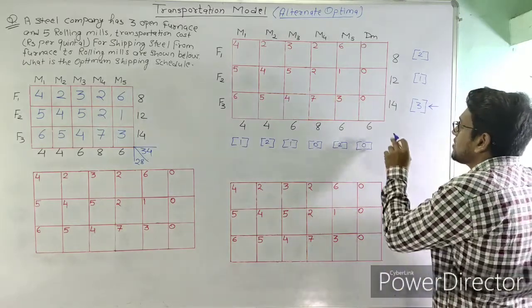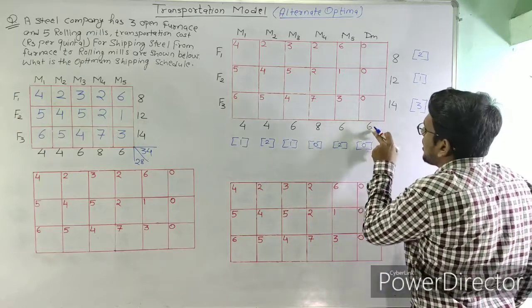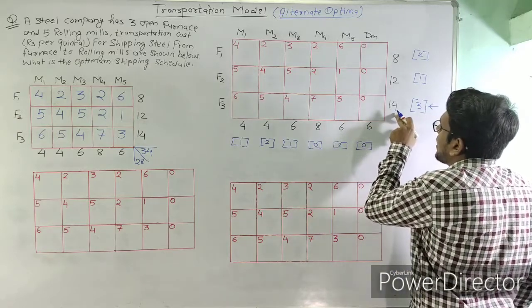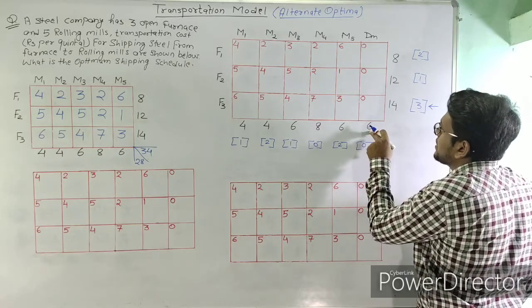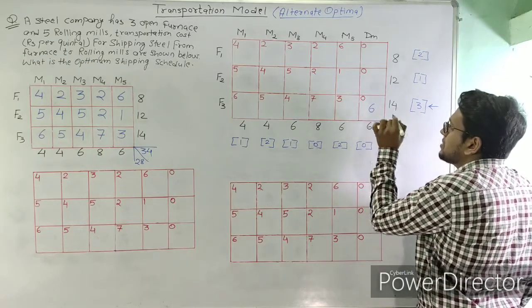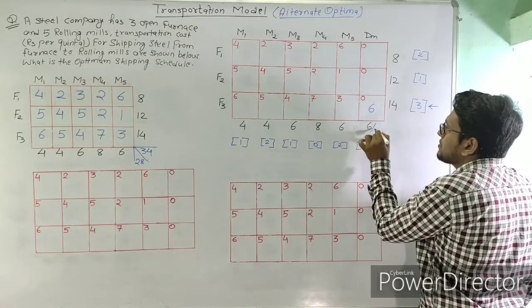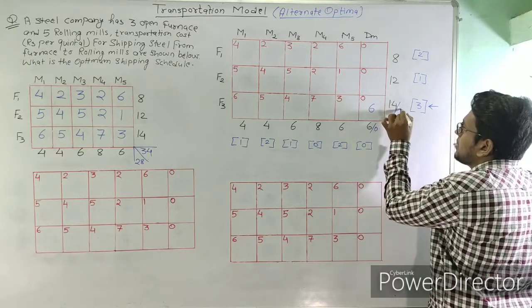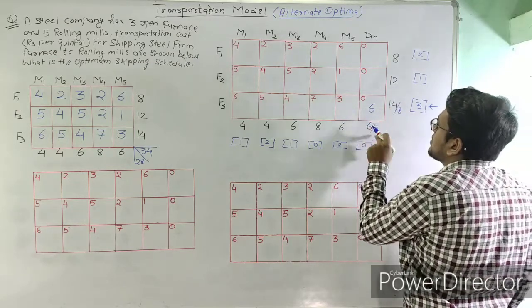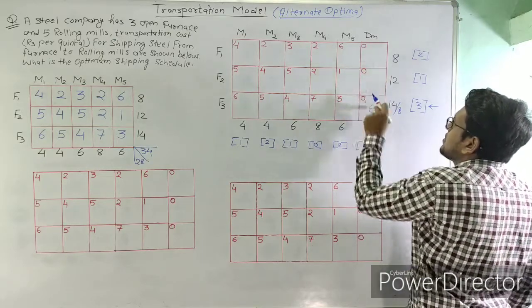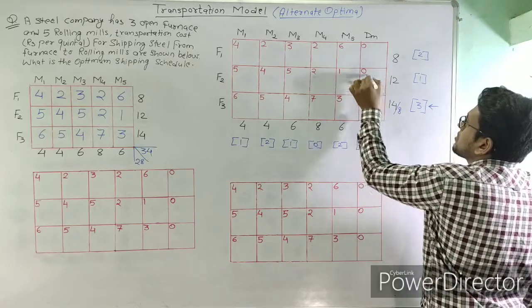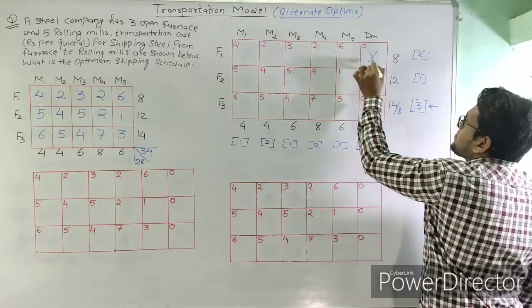So we can see here that the demand is 6 and the supply is 14, that means out of 14, 6 can be fulfilled here. So we have allocated 6 here, that means now this will become 0 and this becomes 8. Once this has been fulfilled, that means no other allocation can be done in this particular column, so we will cross it out.